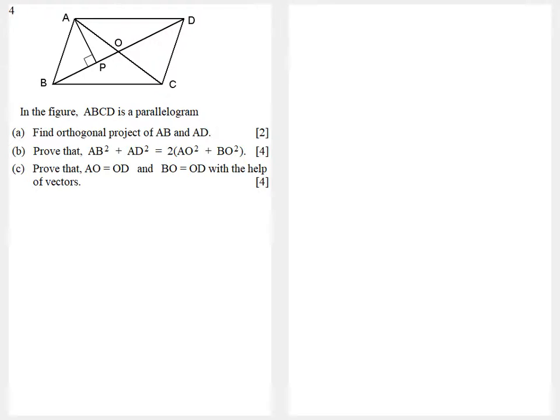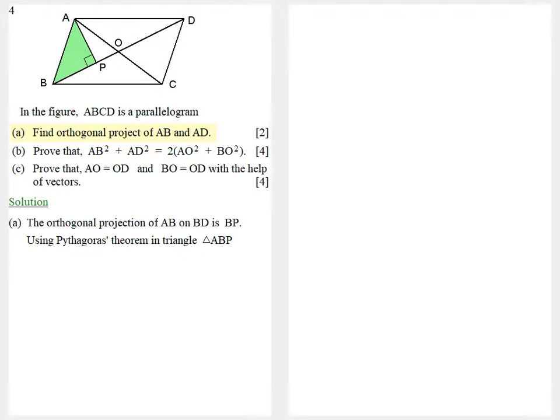In the figure, ABCD is a parallelogram. In part A, we want to find the orthogonal projections of AB and AD. Now to do this, in part A, the orthogonal projection of AB on BD is BP.